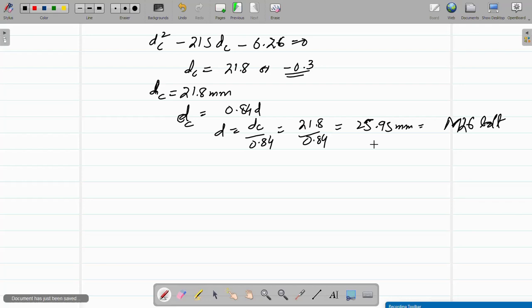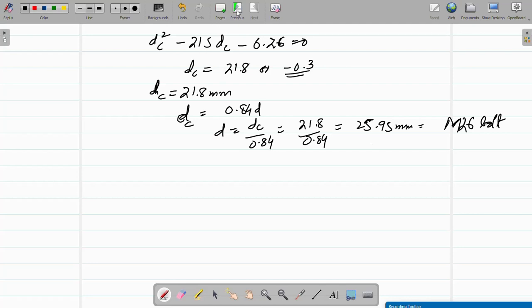If your answer is 19.8, a 19.8 bolt is not available, but a 20 bolt is available. So M26 bolt. Now M26 is a metric standard, and 26 means the nominal diameter of the bolt is 26 mm. If you go to a hardware shop and ask for a 26 number bolt, he will give you that bolt. But how do you come to this number? That is based on your understanding of how we have to design bolts.